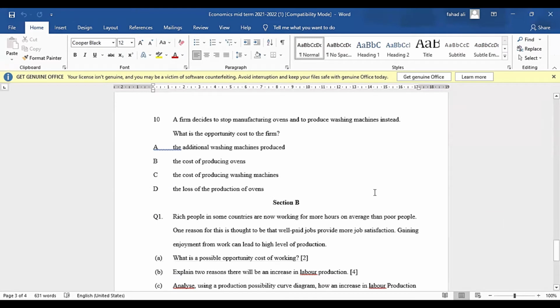Last is 10. A firm decides to stop manufacturing ovens and to produce washing machines instead. What is the opportunity cost to the firm? The additional washing machines produced? No. The cost of producing ovens? No. The cost of producing washing machines? No. The loss of the production of ovens, which is the next best alternative given up. So 10D option is correct.